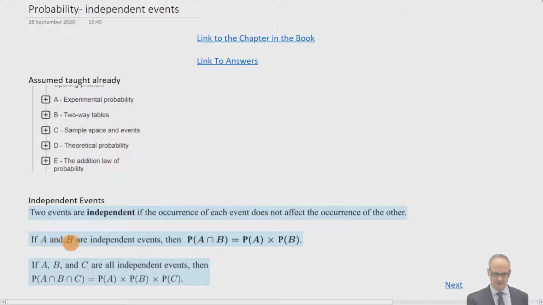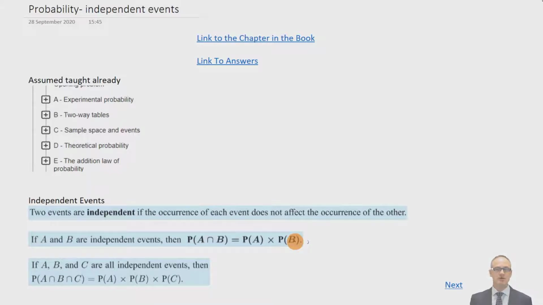And when we have independent events, we know the probability of the two things happening is equal to the probability of A times the probability of B. So the probability of getting a head the first time is a half. The probability of getting a head the second time is also a half. So the probability of getting a head followed by a head is a half times a half.